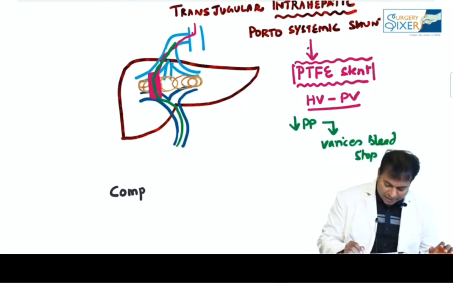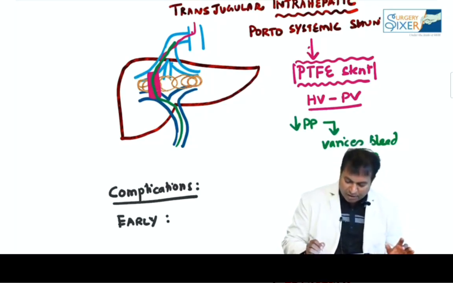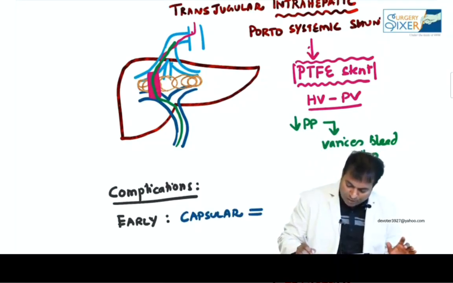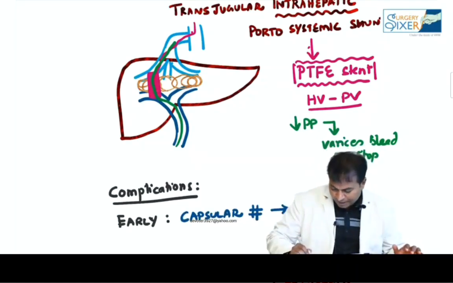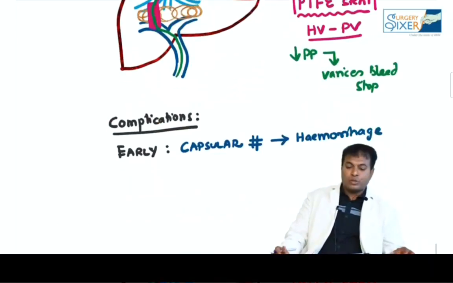What are the complications of this procedure? Please don't forget the main early complication. As you are trying to put the stent, you can rupture the capsule. Capsular rupture and intraperitoneal hemorrhage is the earliest complication, you should not forget. So the early complication is capsular rupture.